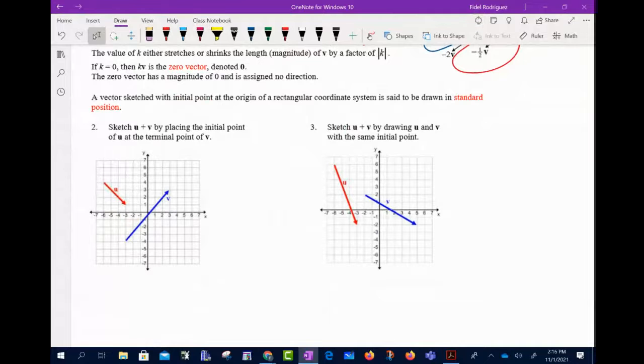All right. So let's take a look here. It says a vector sketch with an initial point at the origin of a rectangular coordinate system is said to be drawn in standard position. All right. So let's take a look at this problem here, see if we can figure it out. It says sketch u plus v by placing the initial point of u at the terminal point of v. Okay, so just to let you know, y'all, that's the initial point of u. That's the terminal point of v. Okay, so I want to draw that vector u, that red vector, exactly as it is, except I'm going to move it over to where those two green points coincide.